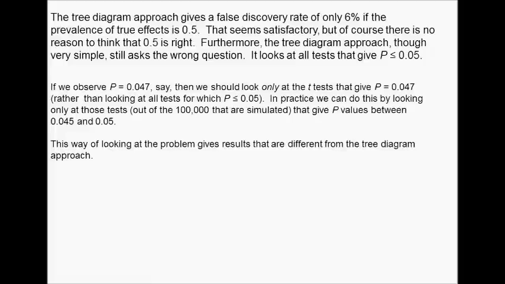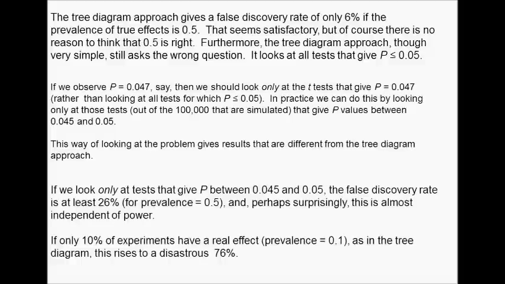0.045 and 0.05. And the outcome of this will be to show that there is a problem even in the most optimistic case. So the results are somewhat more pessimistic than you get from the tree diagram. Here's an example.